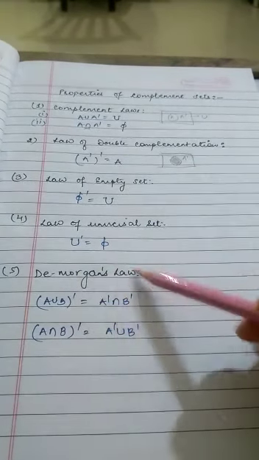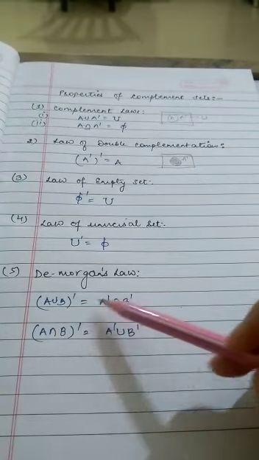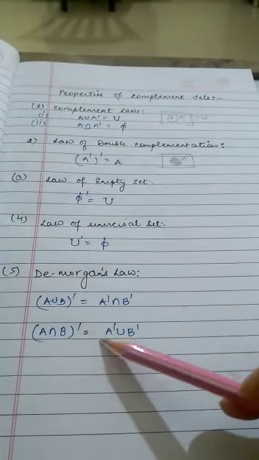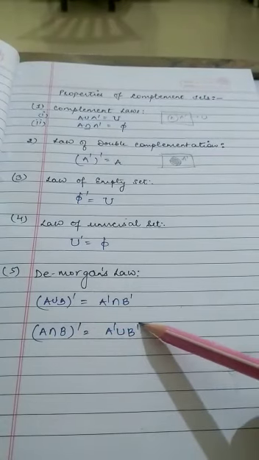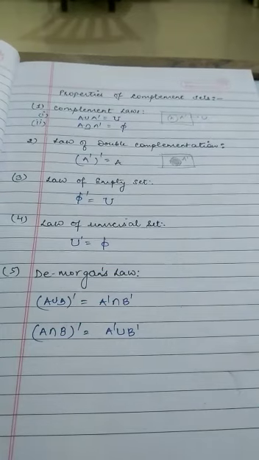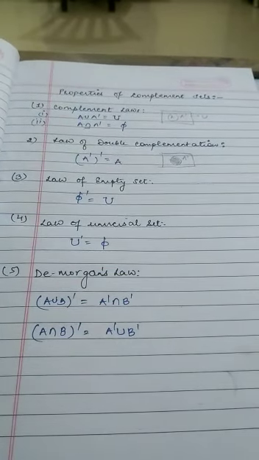And then we have De Morgan's laws. So A union B dash is equal to A dash intersection B dash and A intersection B dash is equal to A dash union B dash. And how do we prove these? We can prove these by examples or by Venn diagrams. This we'll do in the next video.